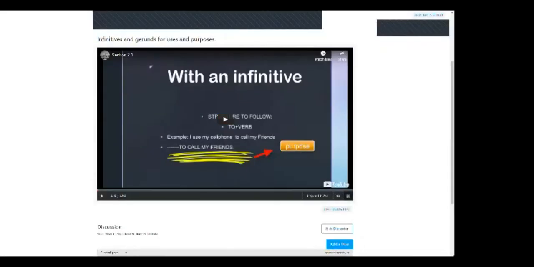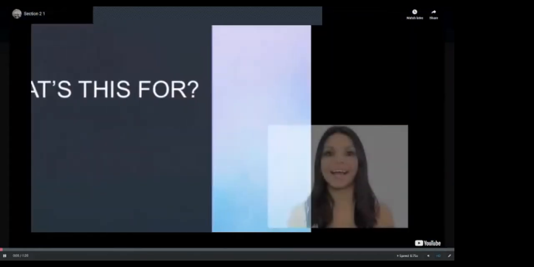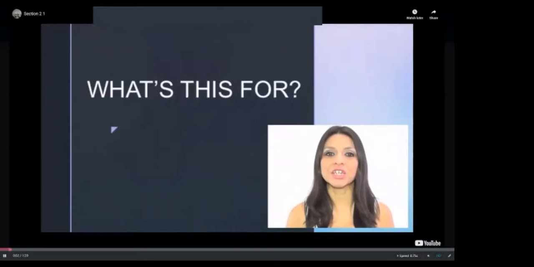Yes. Can somebody give me an example? I use my computer to connect to my English classes. To my English classes. To connect to my English classes, yes. To call my friends. Okay, let's move on. Or to get connected, to connect.